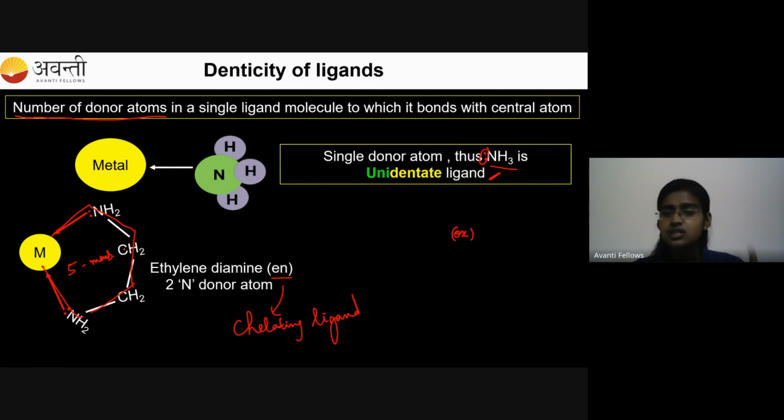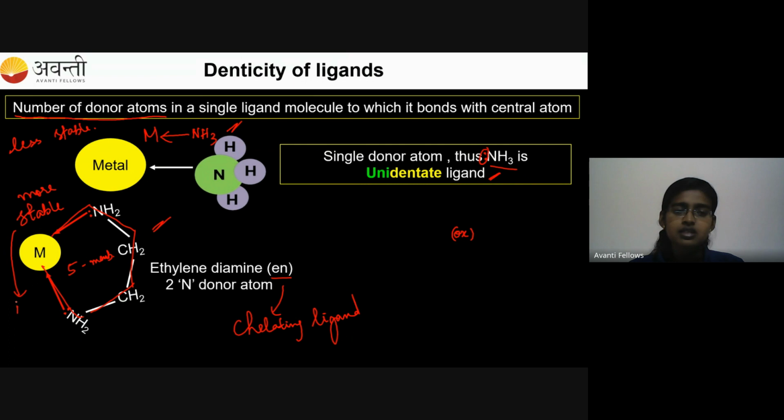Now this particular complex is stable when you compare it with the metal NH3 complex. Why? This is not a ring forming ligand, whereas this is a ring forming ligand. So this is more stable and the first one is less stable. Why is it like that? Less stable, more stable means in the solution state. I am talking about stability in the solution form.